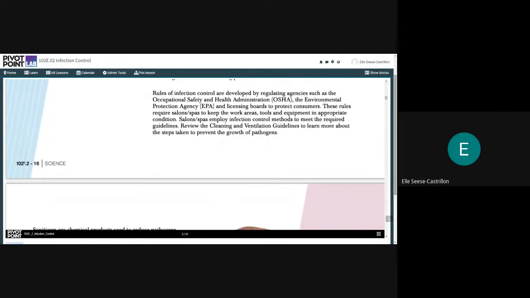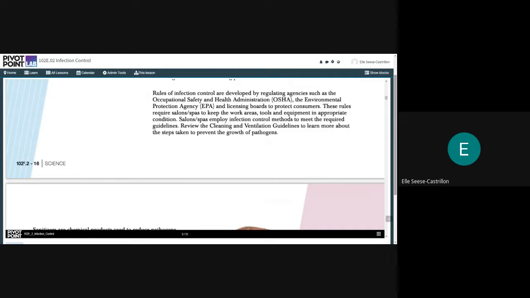So rules of infection control are developed by regulating agencies such as the Occupational Safety and Health Administration, also known as OSHA, the Environmental Protection Agency, also known as EPA, and the licensing boards to help protect consumers. These rules require salons and spas to keep the work area, the tools, and equipment in appropriate condition. Salons and spas employ infection control methods to meet the required guidelines.